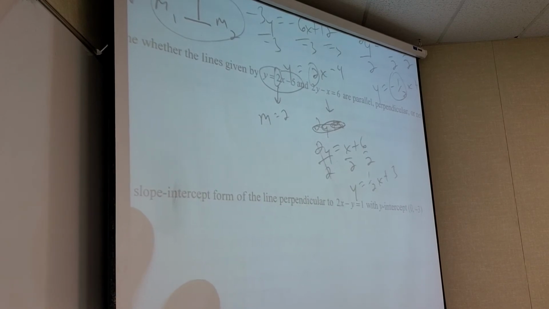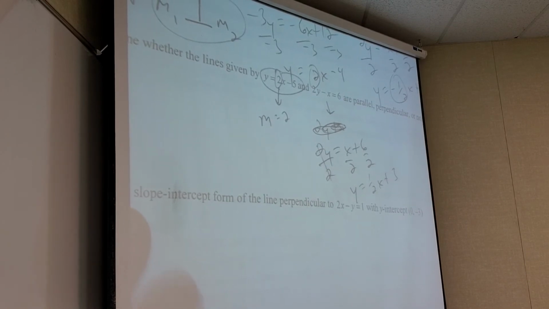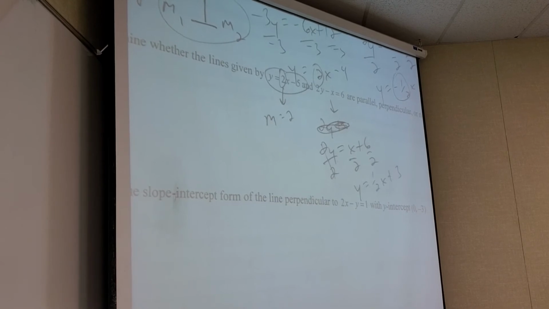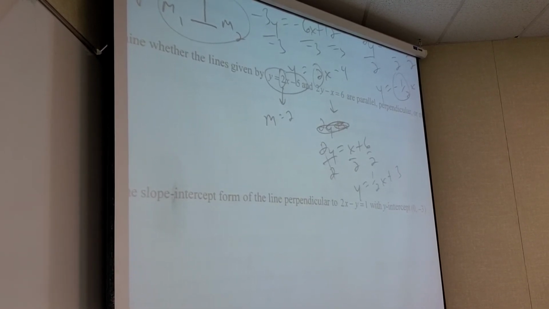No, because the slopes aren't the same. Are they perpendicular? No, because the slopes aren't negative reciprocals of each other. So they're just neither, because there's an infinite number of things that could be otherwise. It could be this, or this, or this, or this, or this.